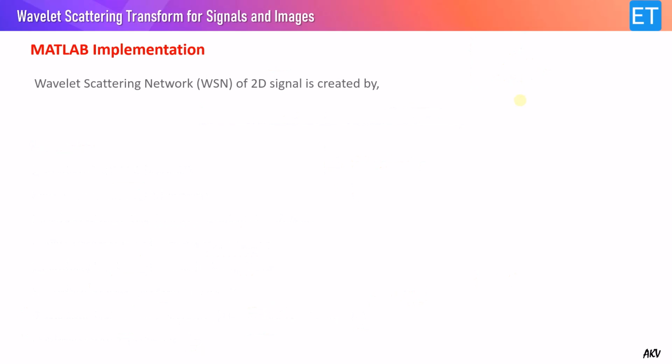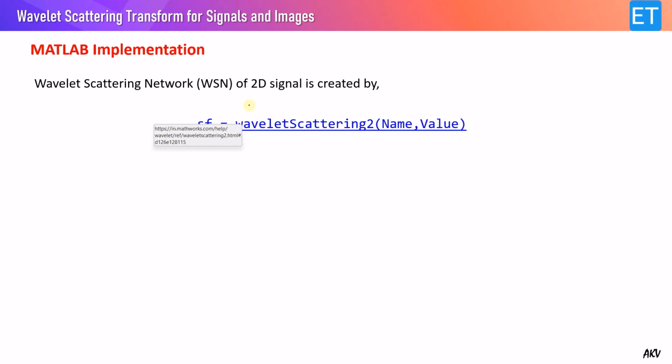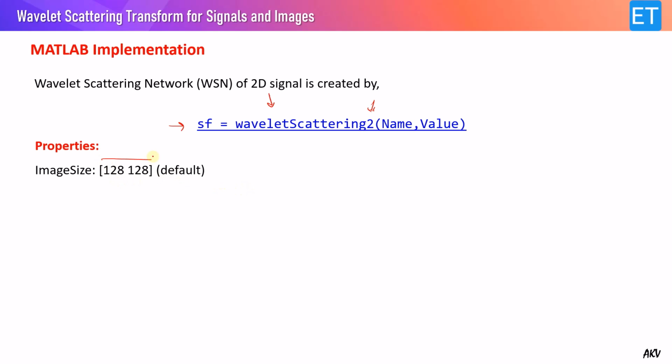And now come to the images. For images, we use this function. The function is the same except this 2 is inserted here. So this creates the wavelet scattering network for images. And now we can give the properties as name-value pairs. We can define the image size. Default is 128 by 128, otherwise you can change it.